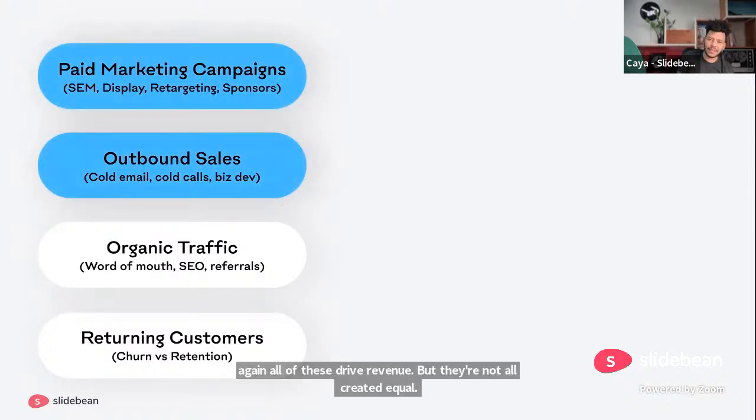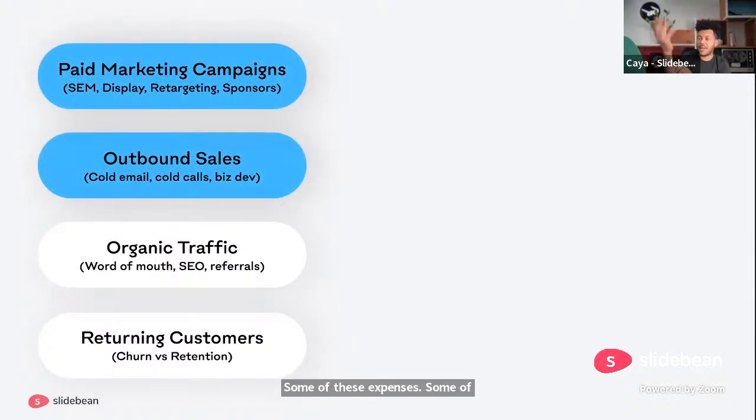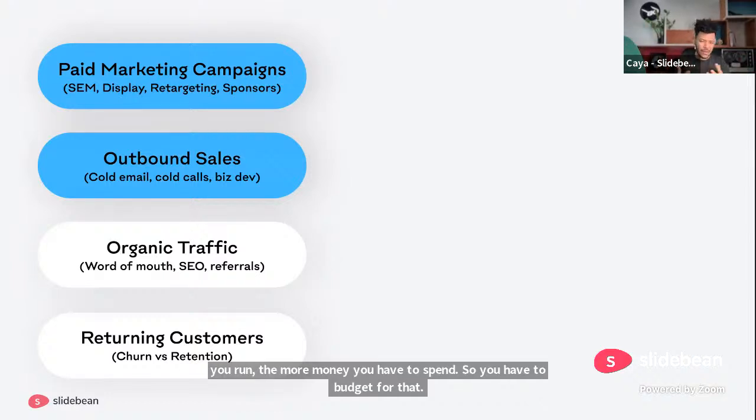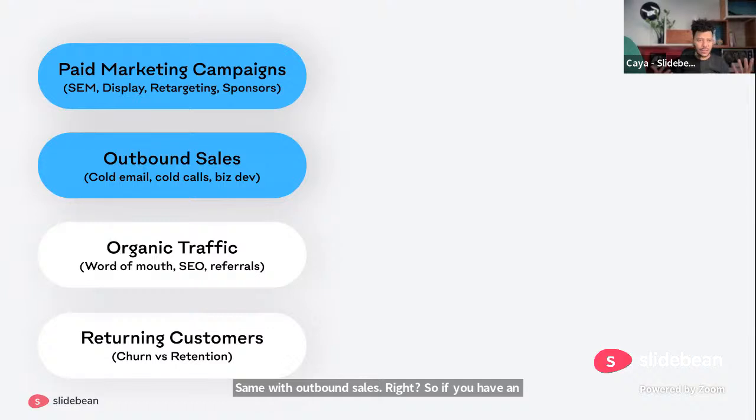Some of these are expenses, right? So paid marketing campaigns, you have to spend money. The more marketing campaigns you run, the more money you have to spend. So you have to budget for that. Same with outbound sales, right? If you have an outbound sales team and you want to grow faster, you could assume that your sales team gets a little better. Maybe they convert more people per month, but there's a limit to that. You can't assume that a salesperson will outbound convert 100 customers. That's pretty unlikely. So chances are there's a limit to the efficiency of how many conversions a single team member can drive. And beyond that, all you have is, well, hire more people like them, right? So grow that team so that you grow your revenue. But growing that team has a cost, right?